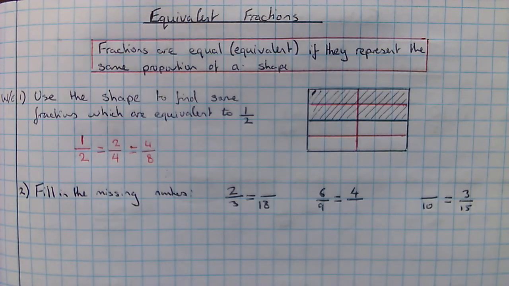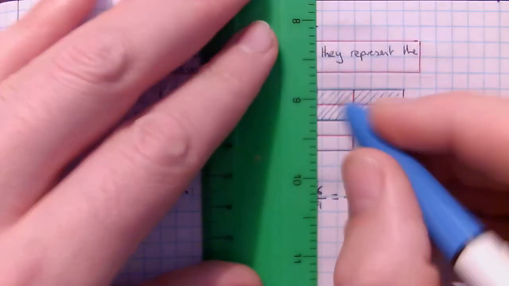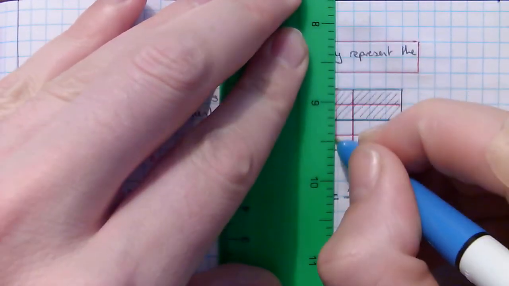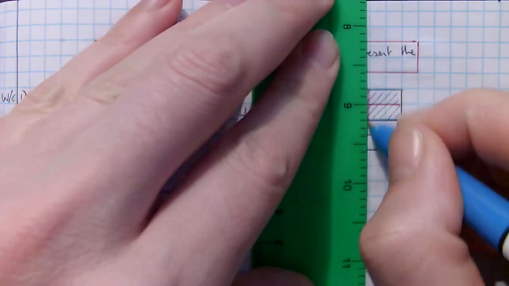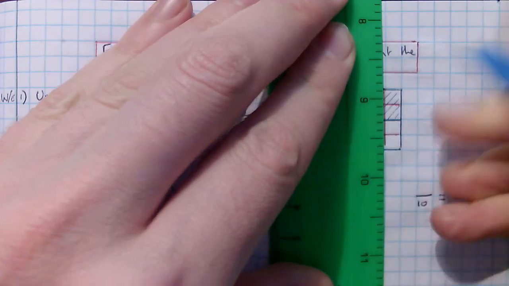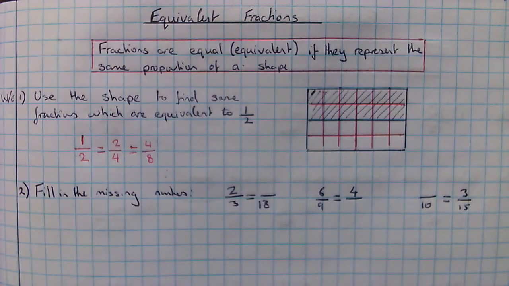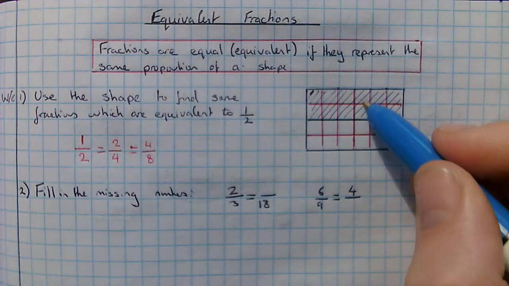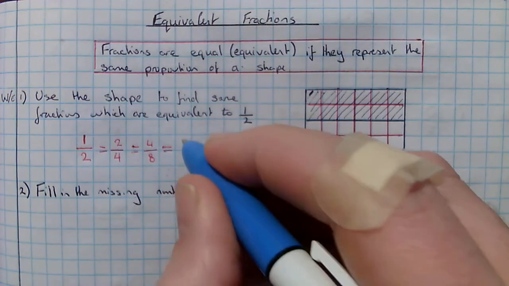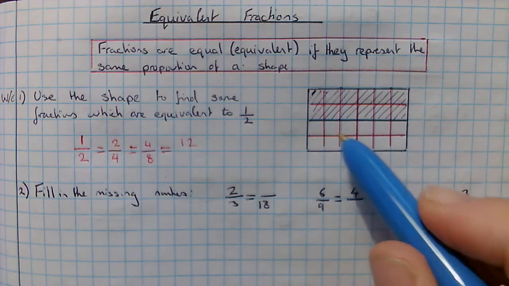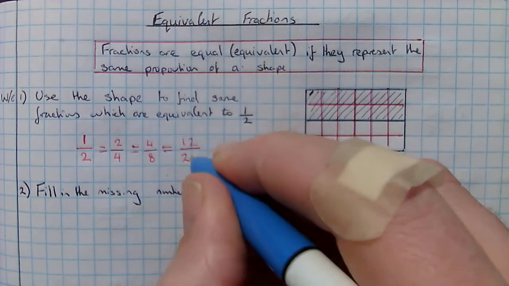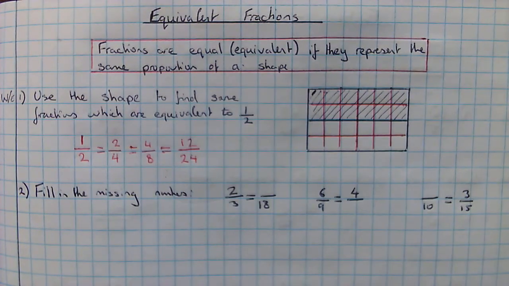If I carry on drawing some lines, so I'm going to draw a line in here so that each part now just contains 1 block of my exercise book, 1 square of my exercise book. I should be able to see that I've got 1, 2, 3, 4, 5, 6, 7, 8, 9, 10, 11, 12 shaded out of another 12 here, so it's 12 out of 24. So all of those are the same.